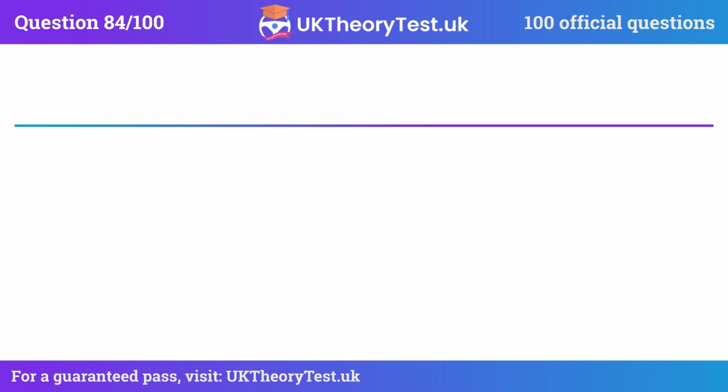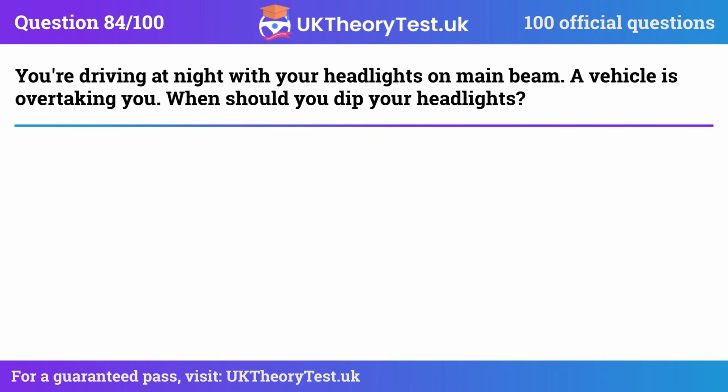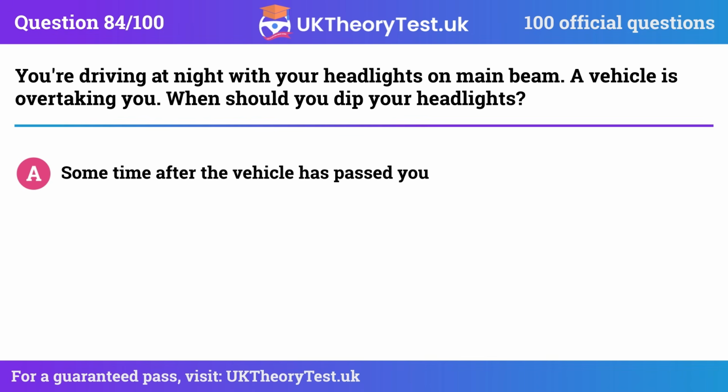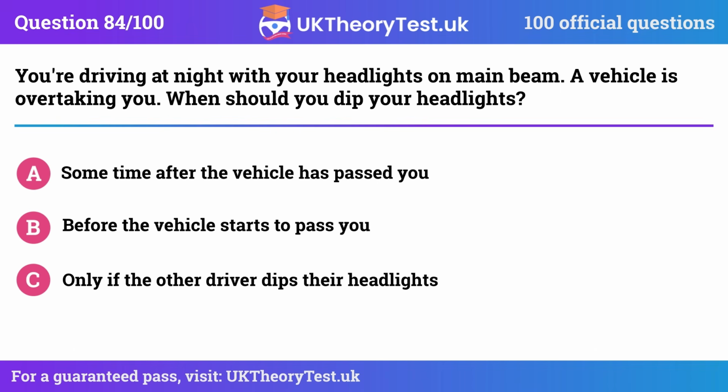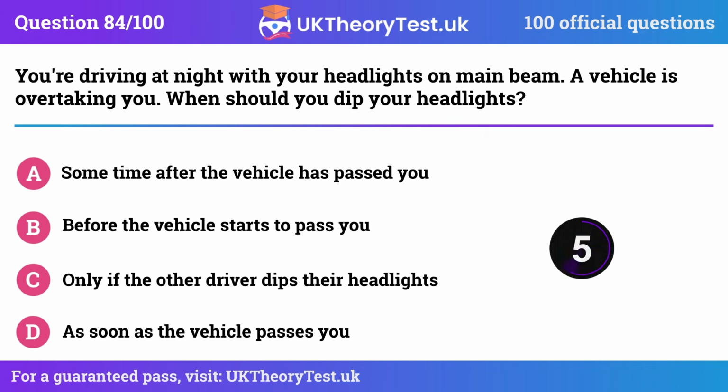Question 84. You're driving at night with your headlights on main beam. A vehicle is overtaking you. When should you dip your headlights? A. Sometime after the vehicle has passed you. B. Before the vehicle starts to pass you. C. Only if the other driver dips their headlights. D. As soon as the vehicle passes you.